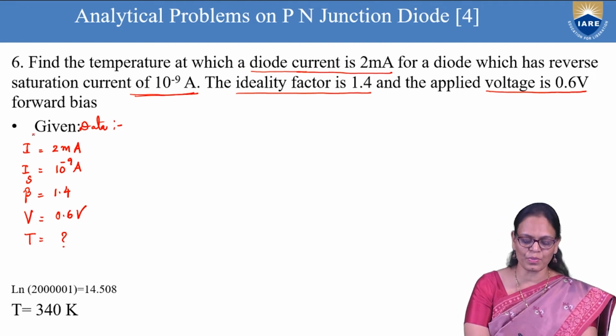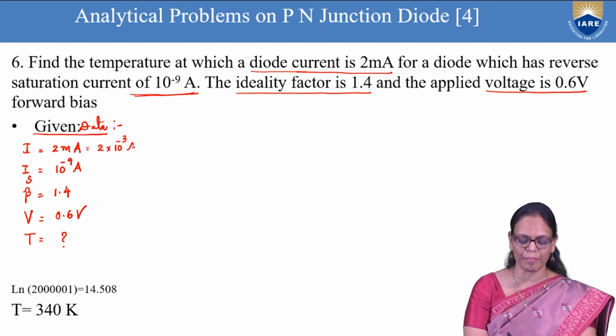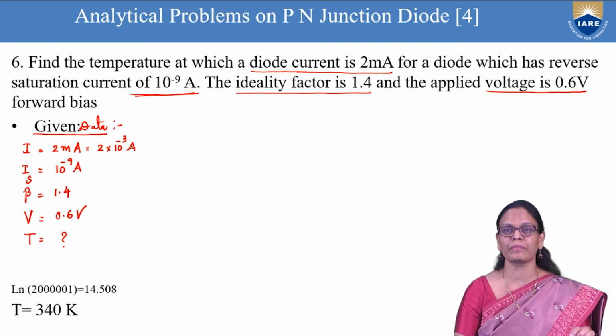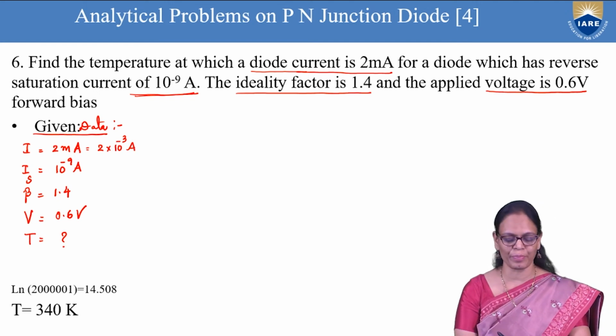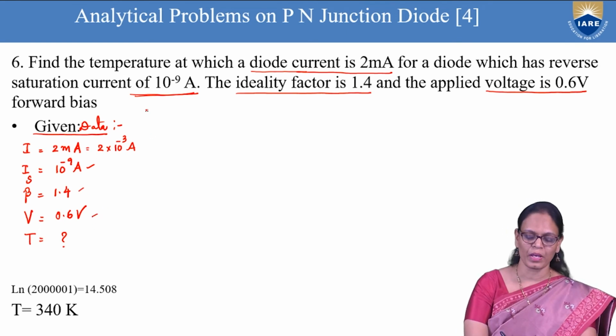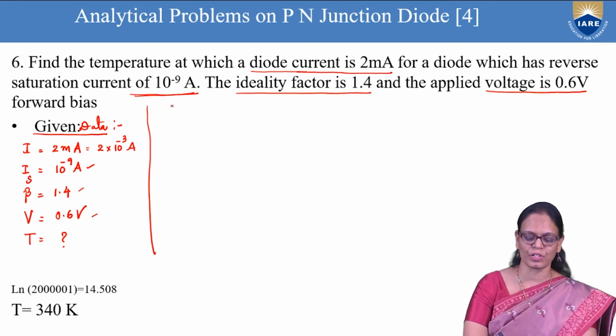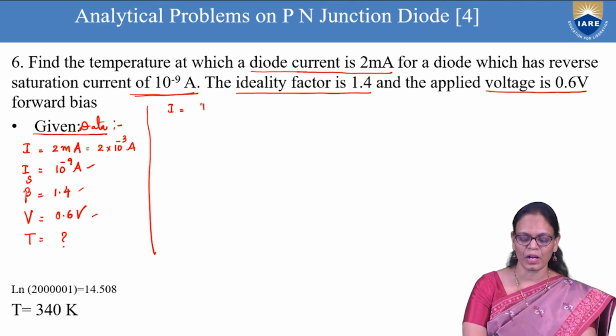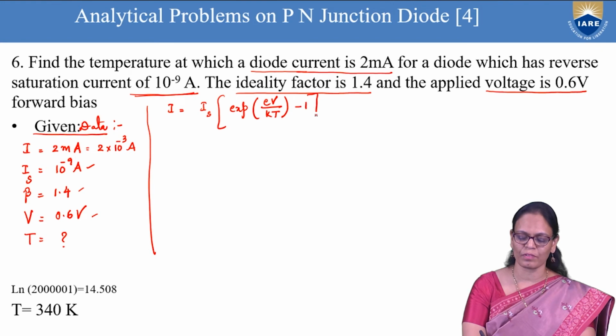So let us do the conversion for the data. This will be 2 into 10 power minus 3 ampere. Milli we have converted into ampere. This is in ampere. This is a constant. This is in volt. Now we'll write the formula and substitute. I is equal to IS exponential EV by KT minus 1.